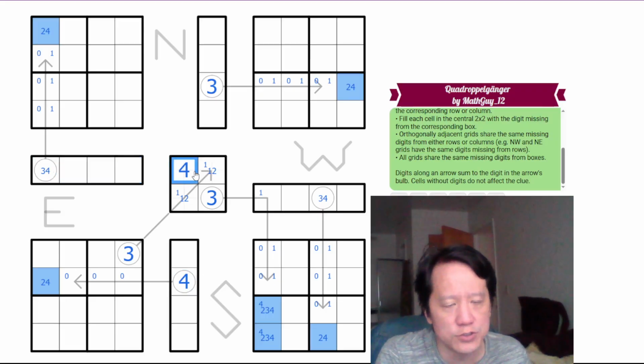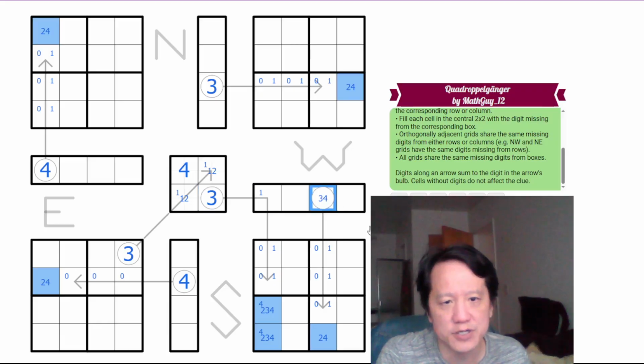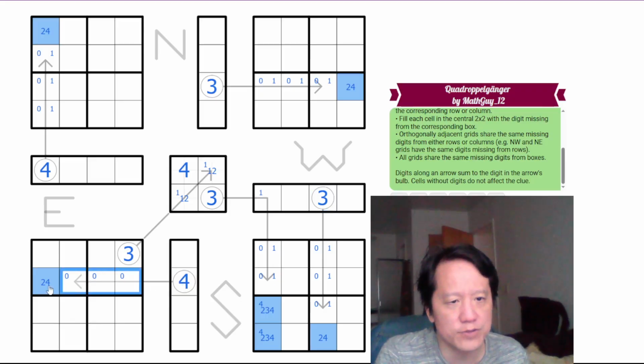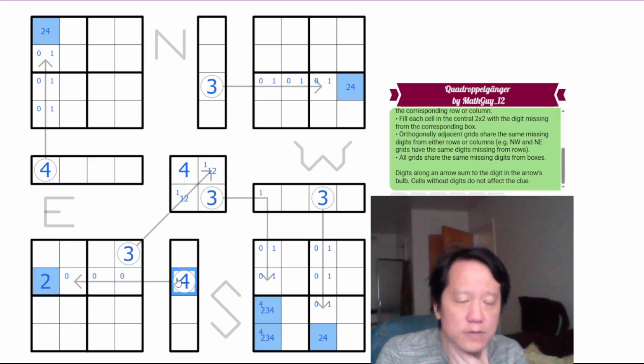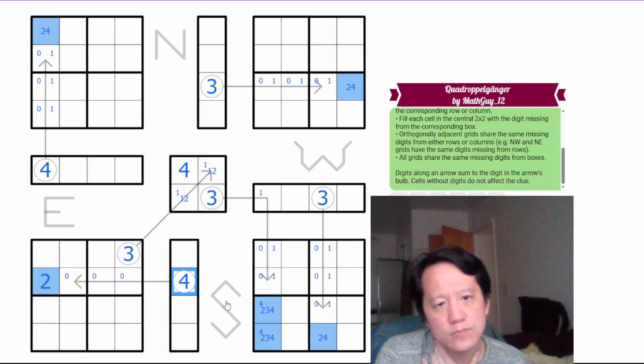In columns 1 and 2, we're missing a 4. So that's 4. And in columns 3 and 4, we're missing a 3. So that's 3. So this would be 4 here, which means this is 0, 1, 3. Therefore, this is 2. So that's satisfied. Therefore, this is 2. 3 is missing here. 0, 1, 2 forces that to be 4.